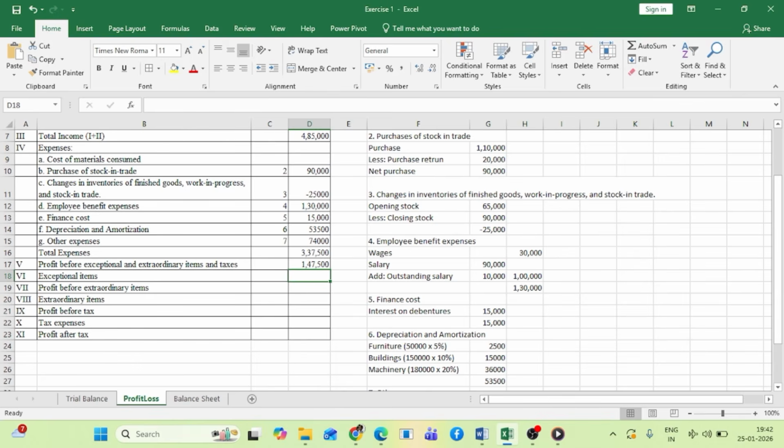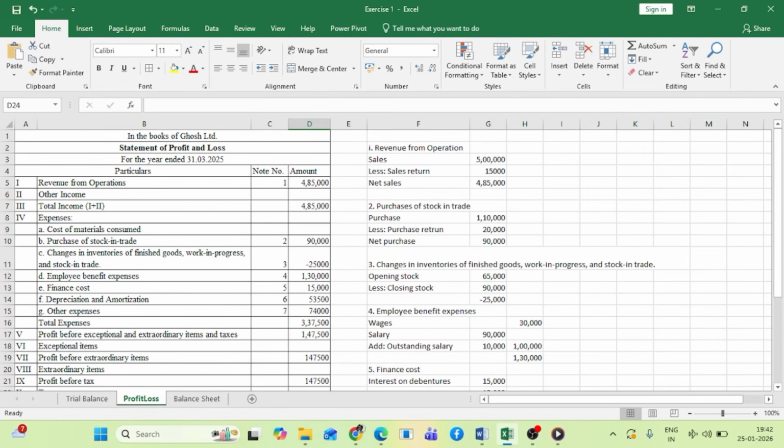Now coming to exceptional items, there are no such exceptional items here. At your level you won't find any. So the profit before extraordinary items is the same as your profit before exceptional and extraordinary items, that is 1,47,500. There are no extraordinary items. I'm not going deep into them. So profit before tax is 1,47,500. There is no tax expense, so my profit after tax is 1,47,500. So this is the statement of profit and loss.